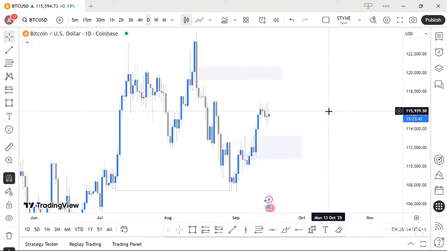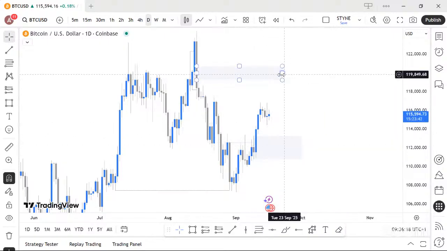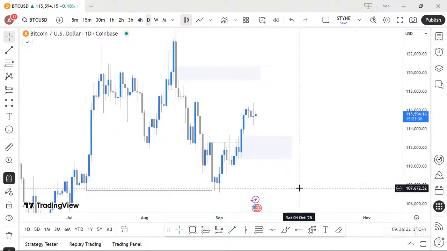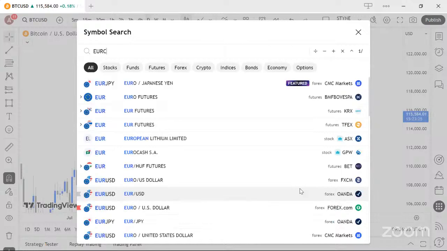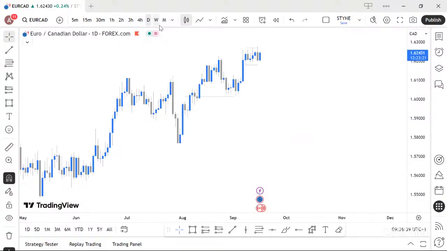Okay, so for Bitcoin, I'm here. I'm here on Bitcoin, and I'm also here on Bitcoin. So any of these that get triggered first, we're going to look to trade in the corresponding direction, before anything else. Okay, so let's see Eurocard. Is there anything for Eurocard for us? Eurocard.